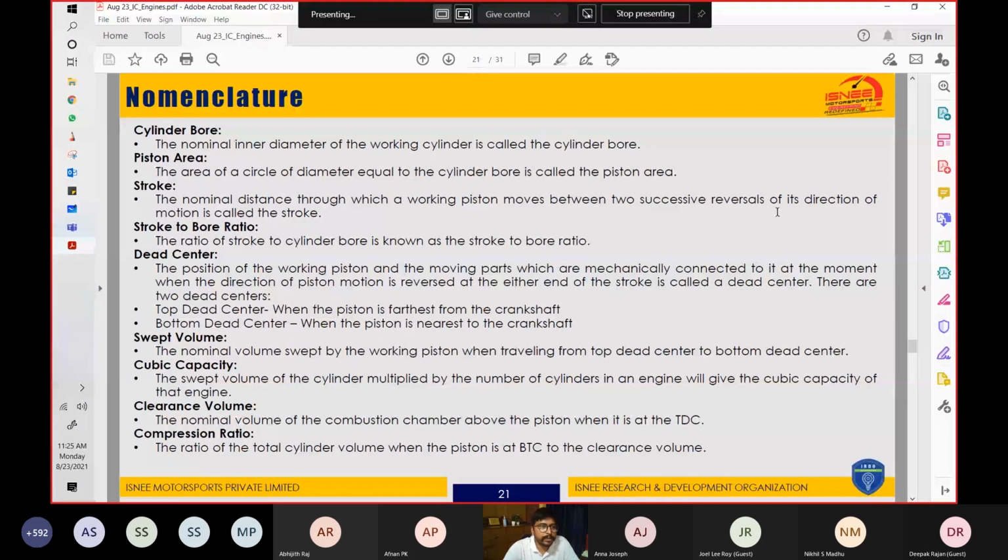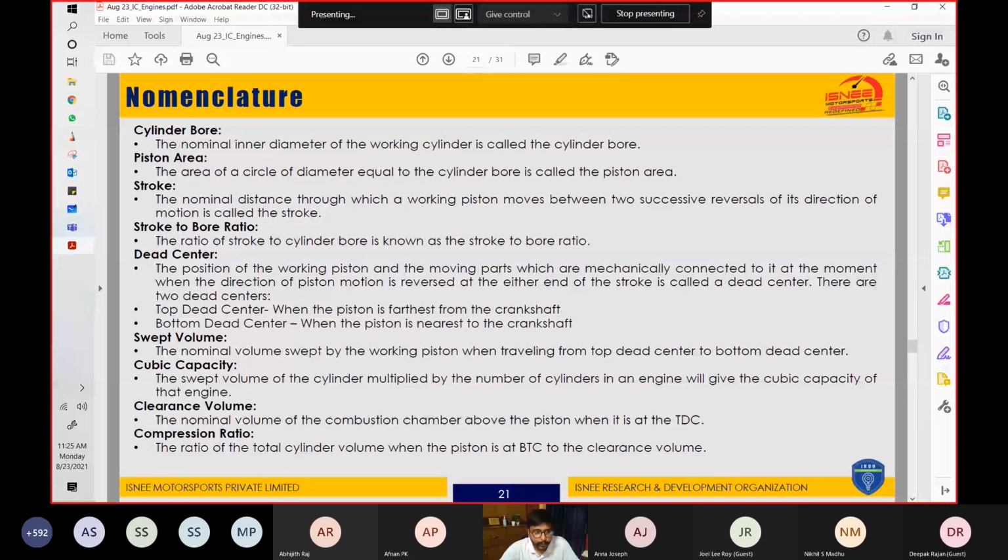Then you have the stroke to bore ratio, the ratio of the cylinder stroke and bore. Then there is dead center: the position of the working piston and the moving parts mechanically connected to it at the moment when the direction of the piston is reversed at either end of the stroke is called the dead center. There are two dead centers. The top dead center is when the piston is the farthest from the crankshaft, at the most farthest position from the crankshaft. It is known as the top dead center or TDC. And when the piston is the nearest to the crankshaft, this is known as the BDC or bottom dead center.